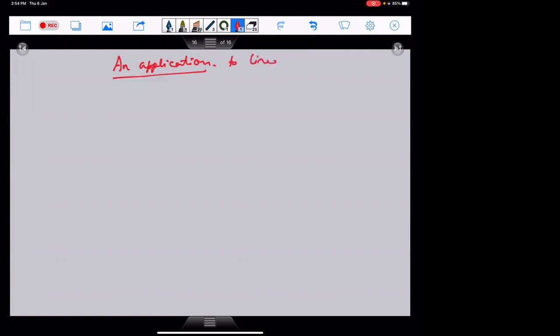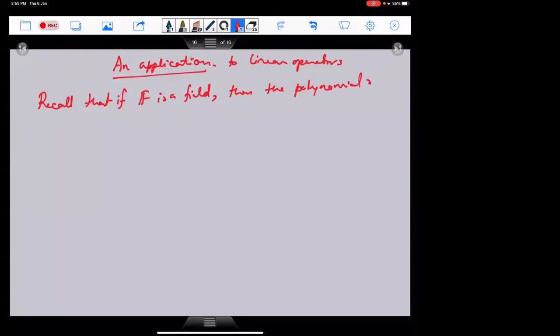Two linear operators. We recall that if F is a field, then the polynomial ring F[T] is a Euclidean domain. Maybe it was discussed in the section on rings, in the first week. So we have the division algorithm here.